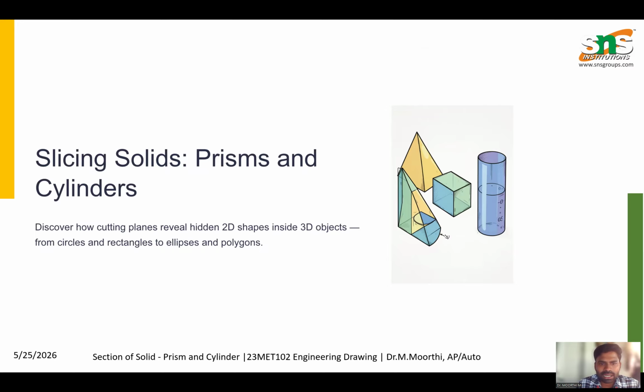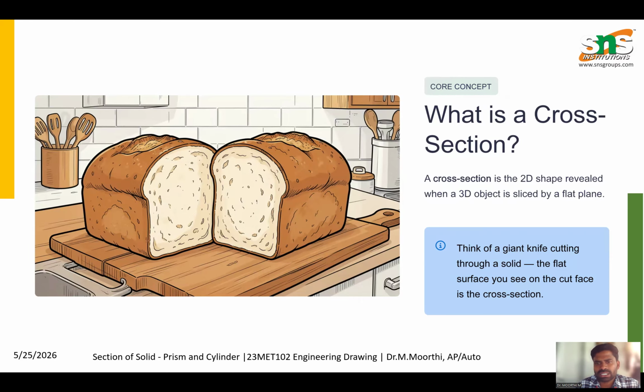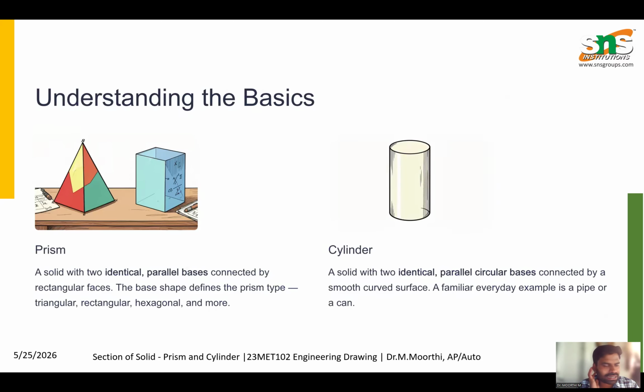Here we have slicing of solids called prism and cylinder. So what is a cross section? A cross section is the 2D shape revealed when a 3D object is sliced by a flat plane. That is what we already know as the basics. Generally, the prism and cylinder are three-dimensional objects. The prism has two bases, the bottom face and the top base, and the side and front view of a prism is rectangular, whereas the cylinder has top and bottom shapes in circular form.